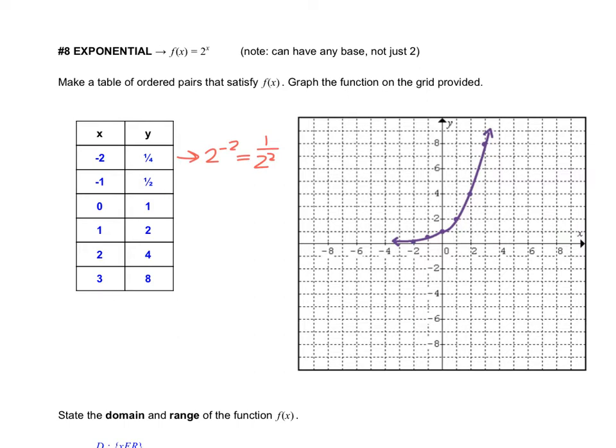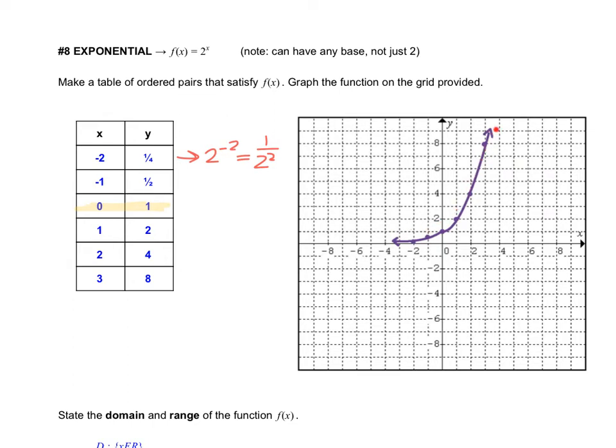Anything to the power of 0 is 1, so this point here is going to be constant for any base. And then 2 to the 1 is 2, 2 to the 2 is 4, 2 to the 3 is 8, and you can do this with any base, just in your head, and plot the points as you go. But you end up with this kind of shape. For some bases, it will be steeper. For some, maybe a little more shallow, but here it is.